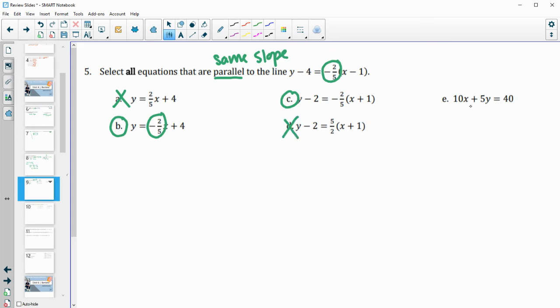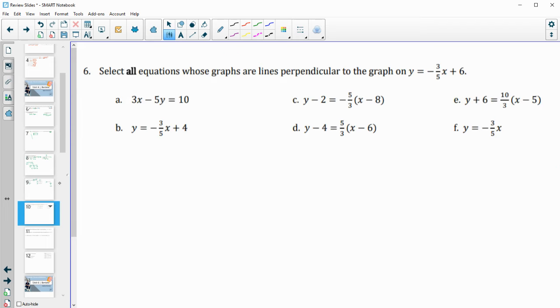And then we can solve this one. So we would be subtracting the 10x over, and then we'd be dividing by 5. So that's kind of a shortcut: subtract, or do the opposite of, the number in front of the x divided by the number in front of the y. So this is going to give us a slope of negative 2. So E would not be parallel.